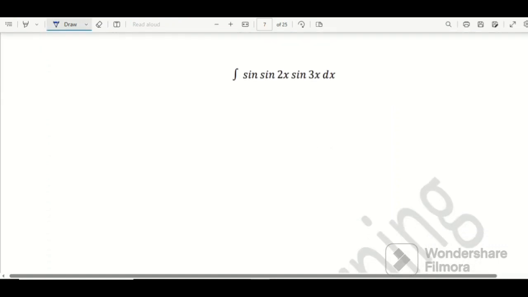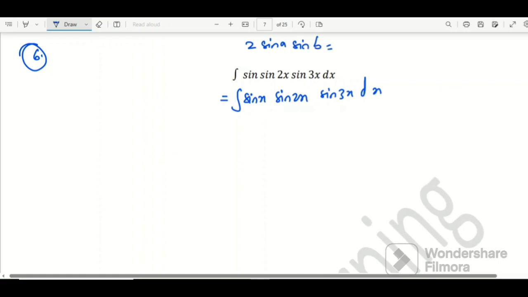Now we have question, this is 6th number. Integration of sine x into sine 2x sine 3x. Here we can apply, as we had done in the case of cos x into cos 2x and cos 6x question, the formula 2 sine a into sine b. 2 sine a into sine b is cos a minus b minus cos a plus b formula.